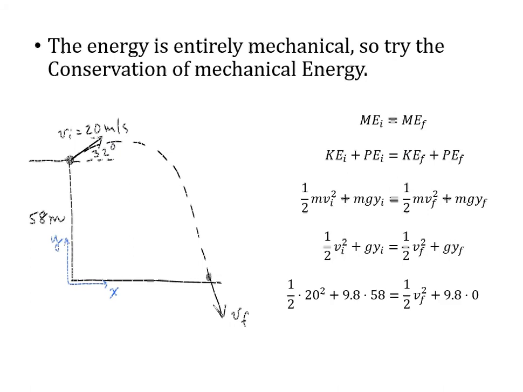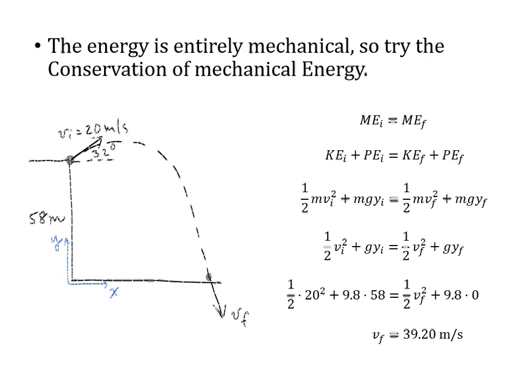The v initial is 20 using SI units, g is 9.8, the y initial is 58, the y final is 0, and we're looking for that final speed. This equation can be solved to yield that the final speed is about 39.20 meters per second. The next slide is going to comment that this result did not depend on the mass. Well, we already kind of commented on that.